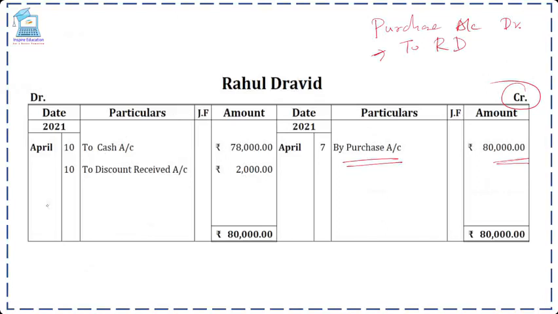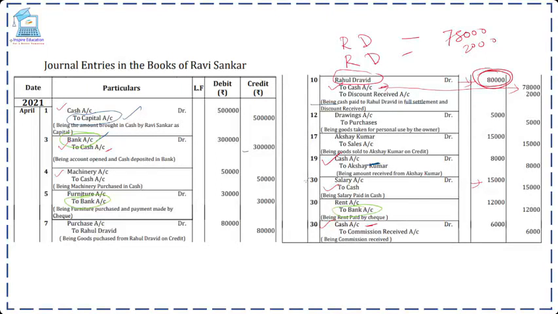And in case of Rahul Dravid, there are other entries. Rahul Dravid amount was 80,000 due, but there is a journal entry with discount. See this journal entry. First journal entry was purchase to Rahul Dravid, 80,000, and there is a journal entry for Rahul Dravid full settlement. These are the two journal entries. In the credit side, we will write purchase, and in the debit side, we will write cash account and discount received account.